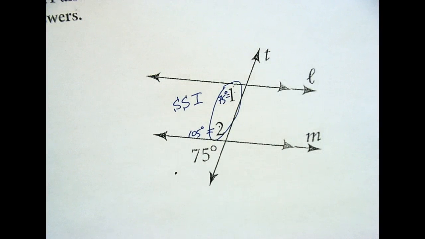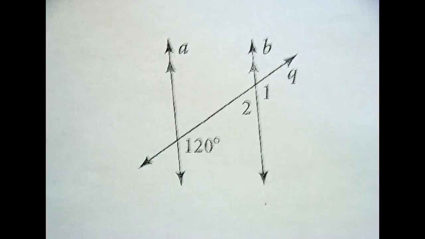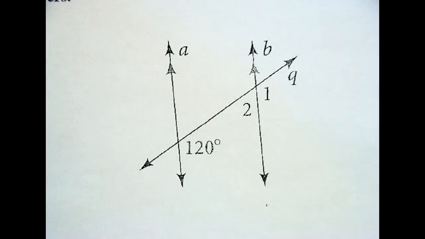All right, try this one here. Find angle 1 and 2, justify your answers there. Use the postulates or theorem. Is angle 1 corresponding to angle 5? So it's 120. Yeah, so it's 120. And angle 2 is 60, because of the supplementary.